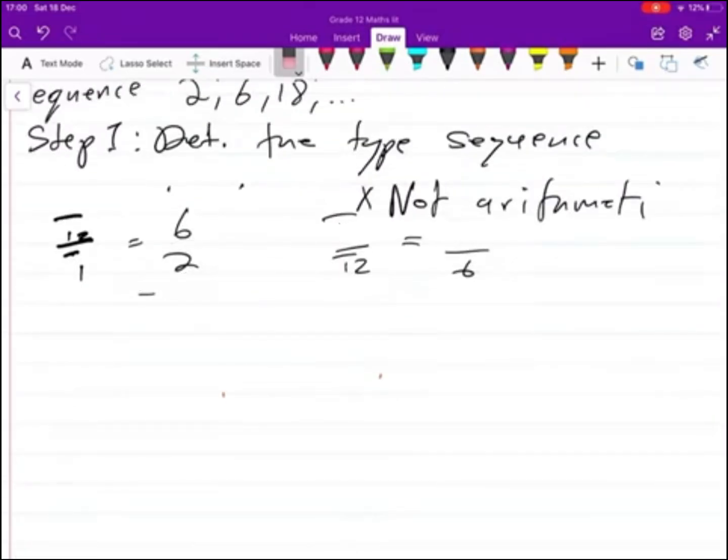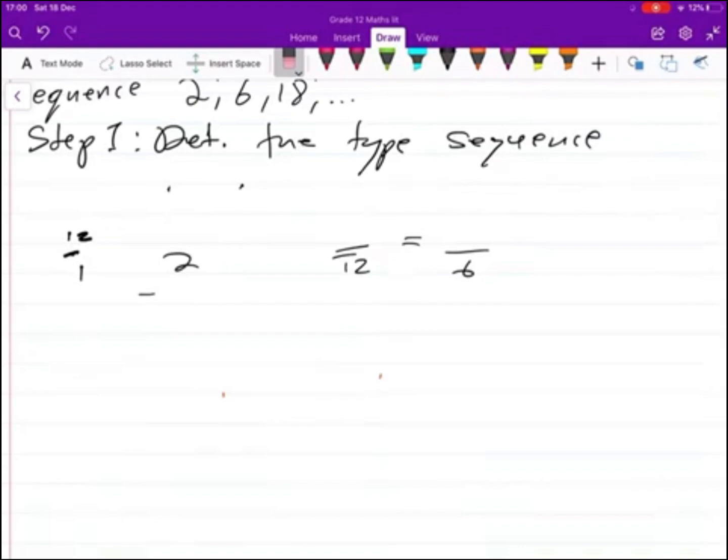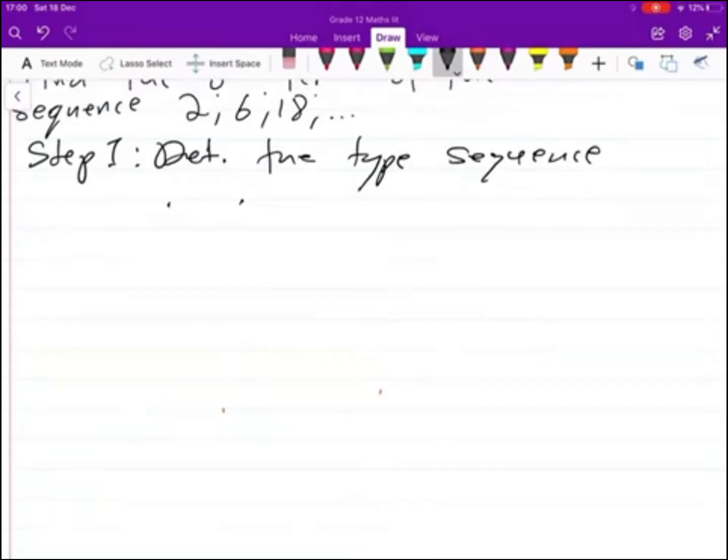Now if you didn't know how to calculate the common ratio, you would just establish a pattern here: 2, 6, 18. You would notice that in order for us to go from one term to the next, we multiplied by 3. From here to here, we said 6 times 3 is 18.